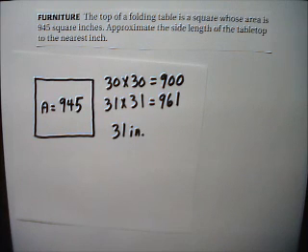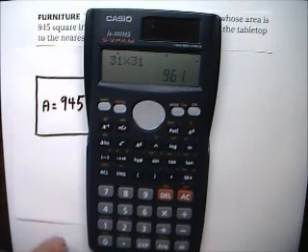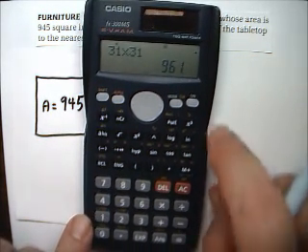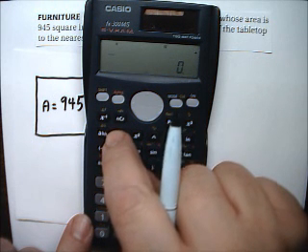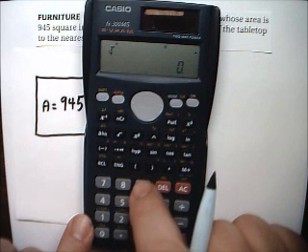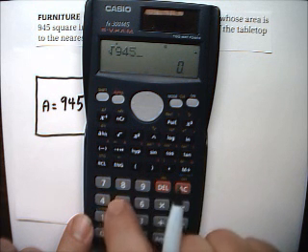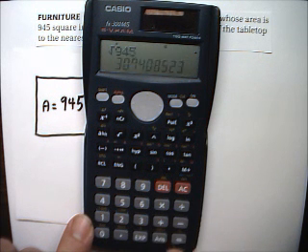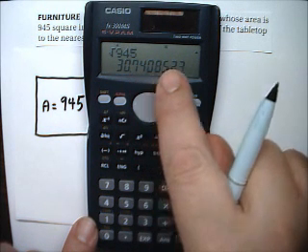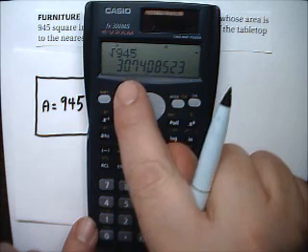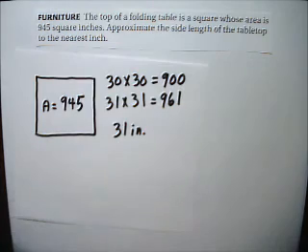Now, if you use a calculator, and you find your square root key, mine is right there, and if I put in 945, that's the square root of 945, and you'll see it's 30.740 something. So this also indicates that the correct answer is 31.